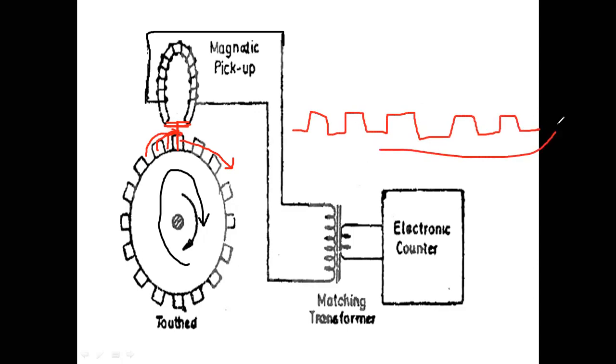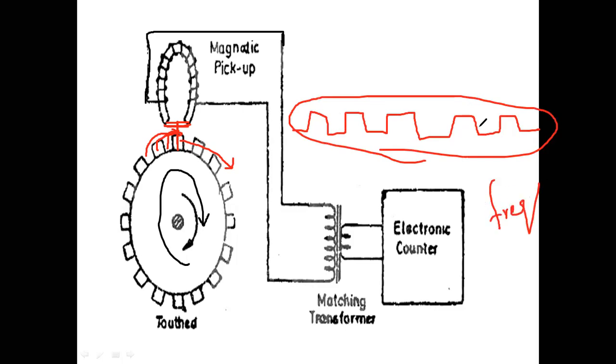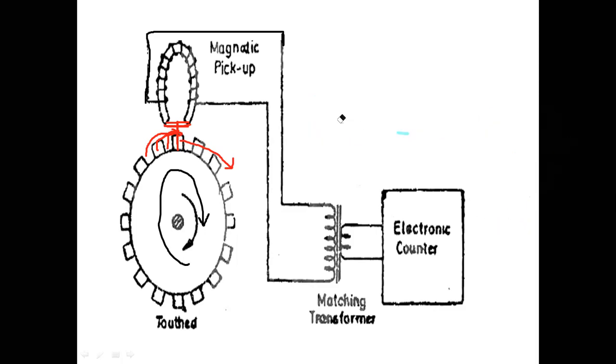The frequency of this output gives me the speed of the rotor. This is a non-contact type transducer, so there are no loading effects.